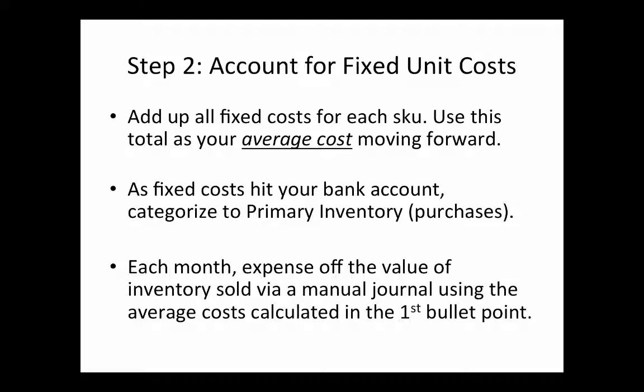So whenever you go to plug in your average cost in Inventory Lab, I want you to only use fixed costs. Or if you use the cost of goods sold calculator that I showed you in the previous video, I want you to only use average cost. I only want you to use fixed cost as your average cost. So this is how you're going to account for fixed costs. You're going to add up your fixed costs, turn it into your average cost, and that process will stay the same month in and month out.